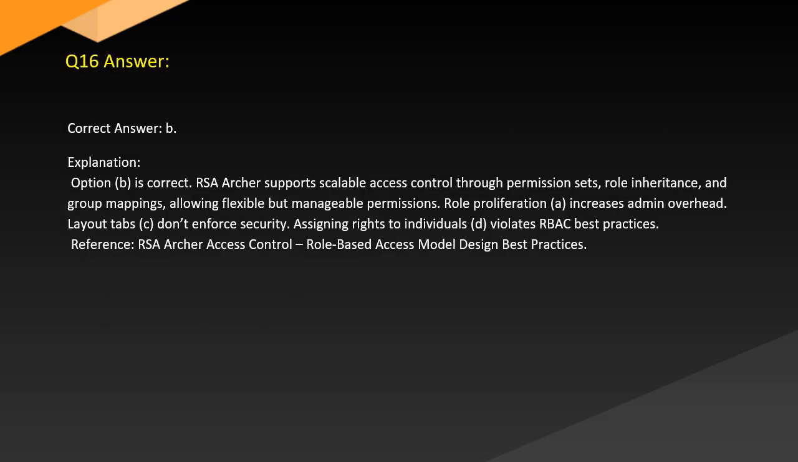Answer. Correct answer: B. Explanation. Option B is correct. RSA Archer supports scalable access control through permission sets, role inheritance, and group mappings, allowing flexible but manageable permissions. Role proliferation (A) increases admin overhead. Layout tabs (C) don't enforce security. Assigning rights to individuals (D) violates best practices. Reference: RSA Archer access control, role-based access model design best practices.